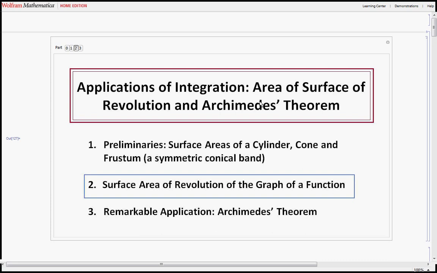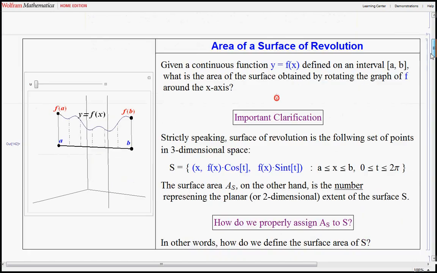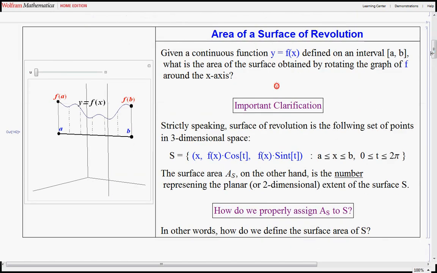Hello everyone, welcome to the second part of the presentation on areas of surfaces of revolution. We will derive now the main formula of this lecture. Let's consider a function defined on interval AB, which has a continuous derivative in that interval, and let's rotate its graph around the x-axis. The question is, what is the area of the obtained surface?